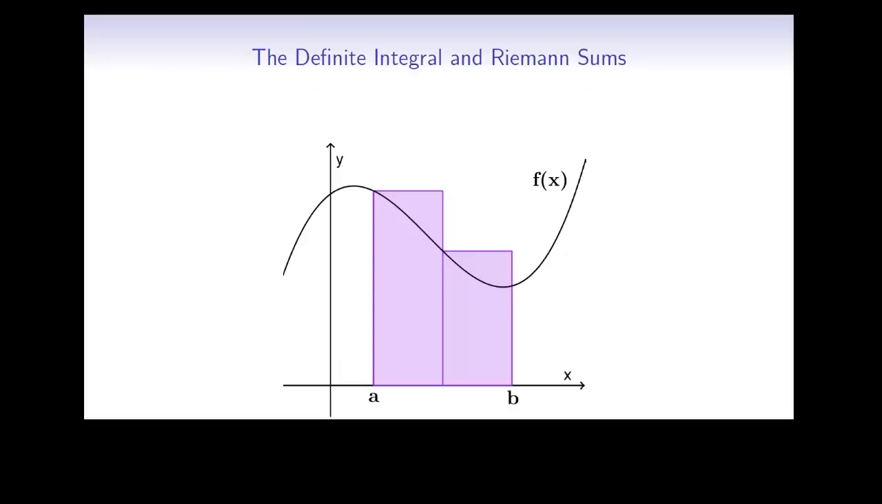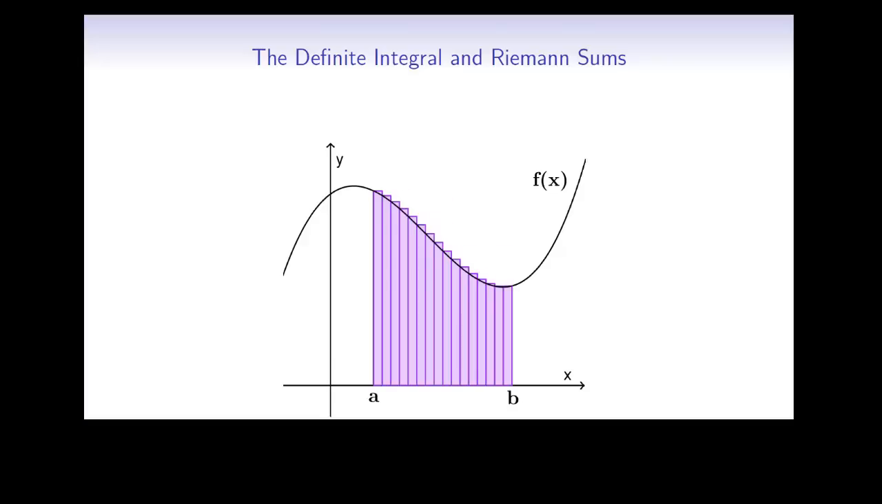If we use only two rectangles, then clearly the approximation is not going to be a very good one. But if we then increase the number of rectangles and use more and more of them, and then add up their areas, then the number that we get will become closer and closer to the area of the actual region. Here is a more detailed description of this process.